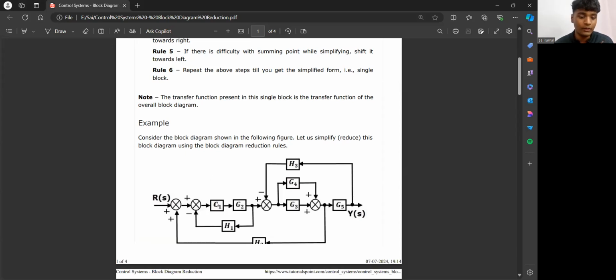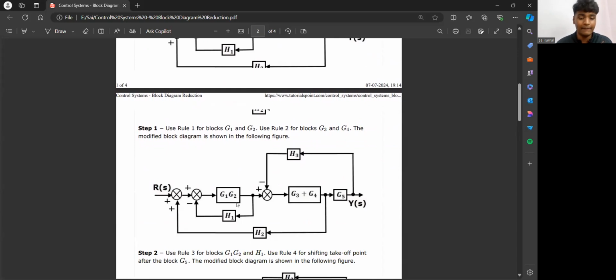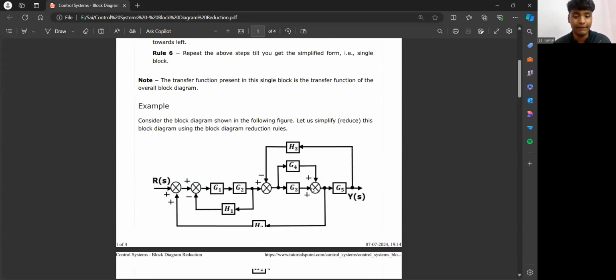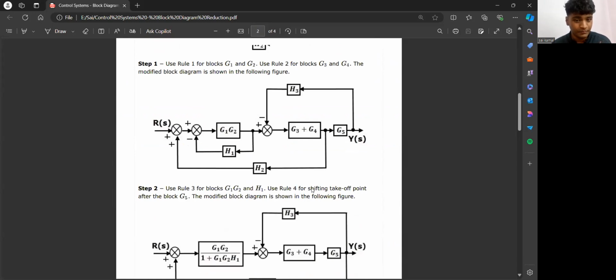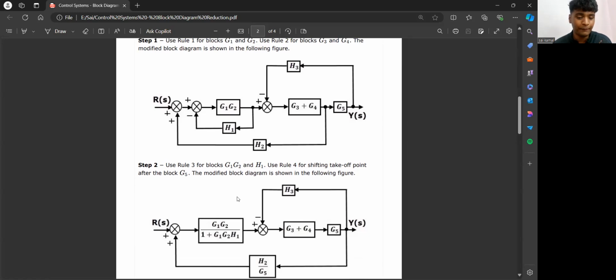According to rule 1, I need to just combine these boxes. According to rule number 2, you know that these are in parallel. For parallel we have different rules, and for series we have different rules. So if we simplify it, we will get this condition where the series get multiplied and the parallel get added or subtracted according to the symbol given in the figure. Then we will use some rules here to simplify the block into a simpler form.